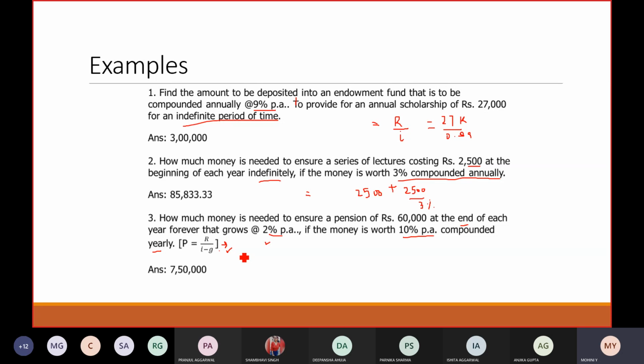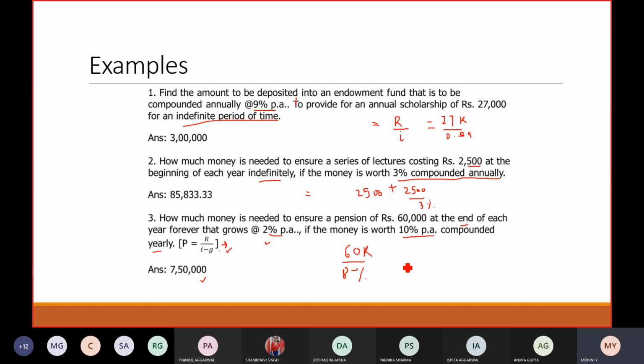Is this clear? Can you find the value? Can you use this formula in order to calculate the value? So this is 60,000. Ma'am, we are getting 7,50,000 only. So it's fine now. Yes, ma'am. Okay, so it is this only, 10%. So it is basically 8%, right? 10 minus 2 is 8%, and then you'll get 7,50,000.